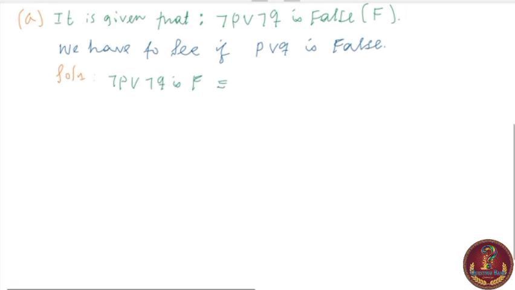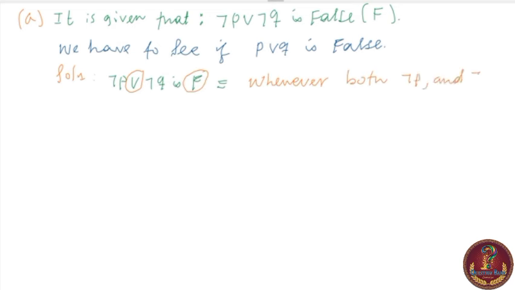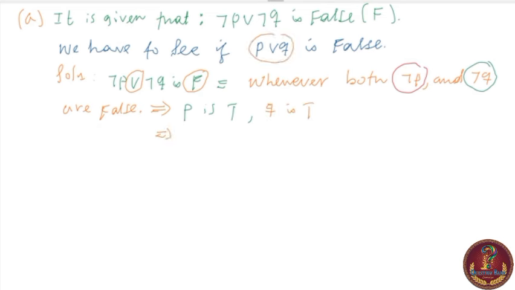So here we have a connective which is disjunction. A disjunction will be false whenever both negation of P and negation of Q are false. This is direct from the rule of disjunction. So if negation of P is false, what do we have? P is true. And also if negation of Q is false, Q is true. So what was required? The required information is this one.